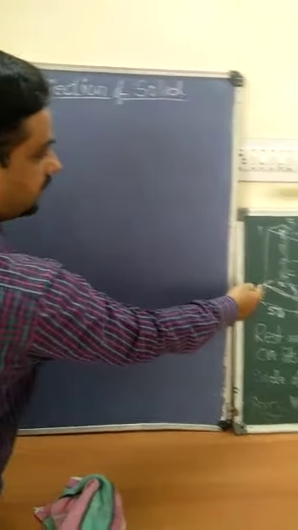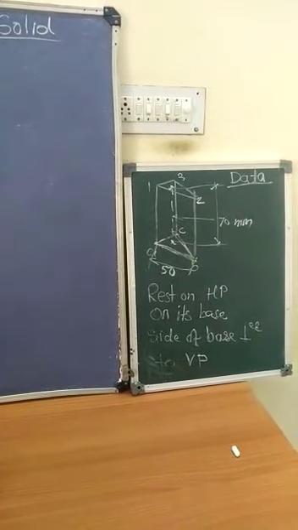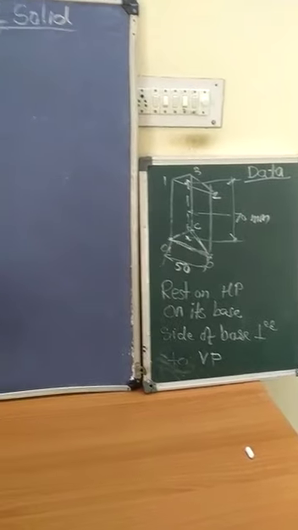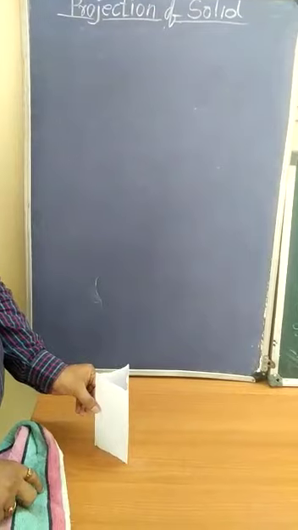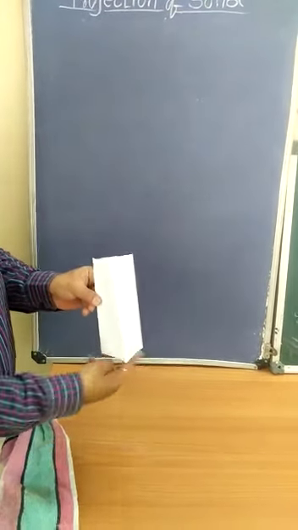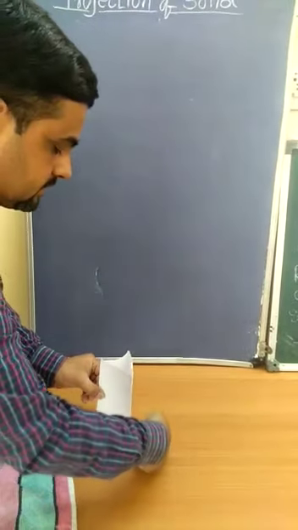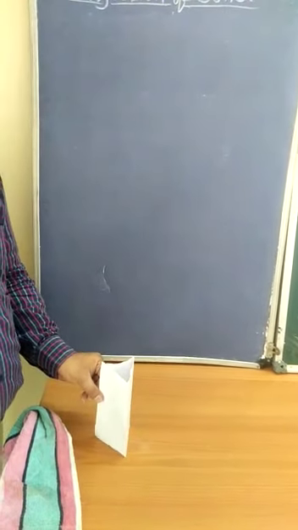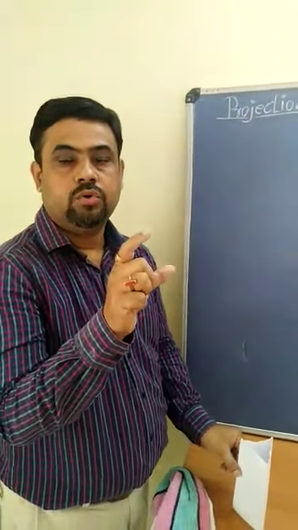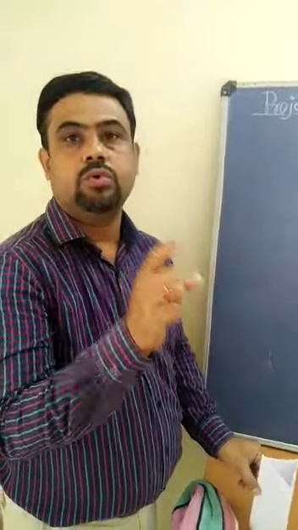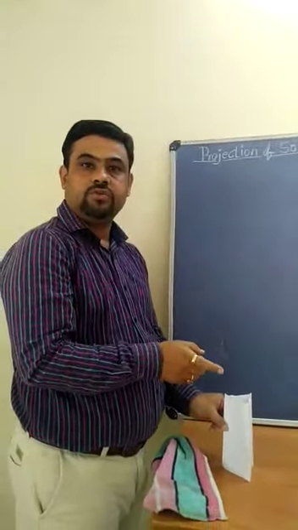You have a rectangular prism, resting on HP on its base, and one side of base perpendicular to VP. Now this is the position of the solid. Resting on HP on its base, with one side of base perpendicular to VP. Now you know the solid, you know its position. Now how to draw it? That means you have to draw the top view and front view of this solid.